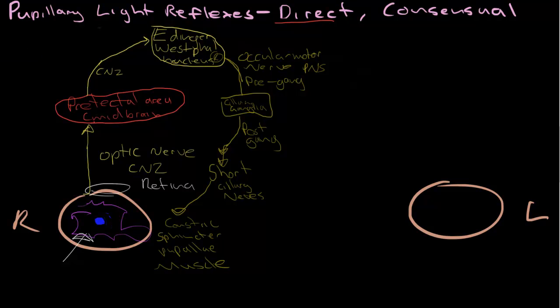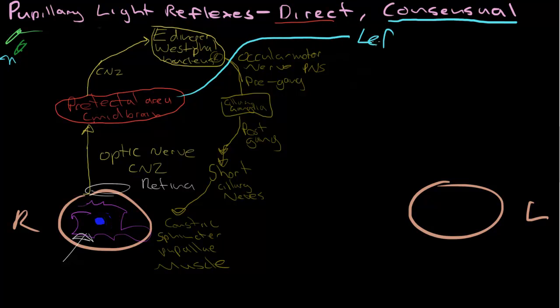So that's all there is to the direct one. So now I'll get a new color here. I'll use that color. So now in blue, I'm going to talk about the consensual response, which is really easy to understand if you understand the direct response. So, again, light shone into the right eye, it goes via the optic nerve, sensed by the retina, it goes via the optic nerve into the pretectal area. Now, the pretectal area, in terms of the consensual response, doesn't send it to the right Edinger-Westphal nucleus, but the left. So, draw this over there.